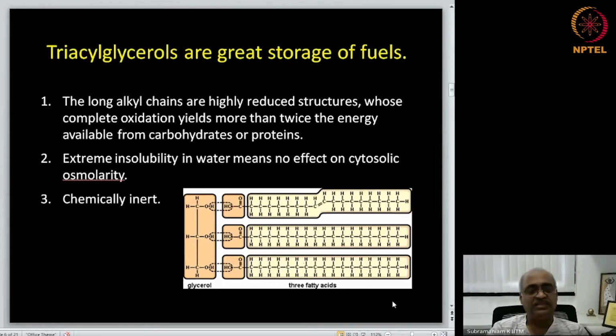So the primary storage form is triacylglycerol. For example, when you eat butter, it is all triacylglycerol. It looks like what is drawn here. And this structure is familiar to you. We learned it at the very beginning, when we were learning about the molecules of life.